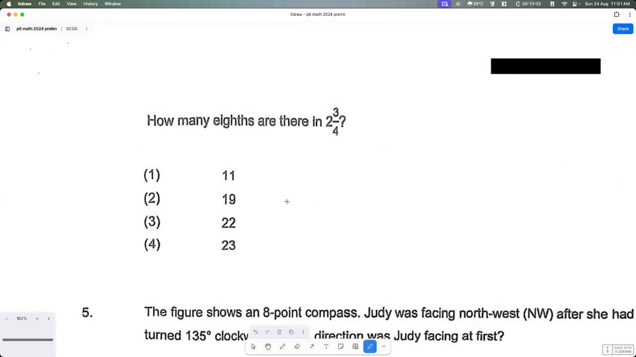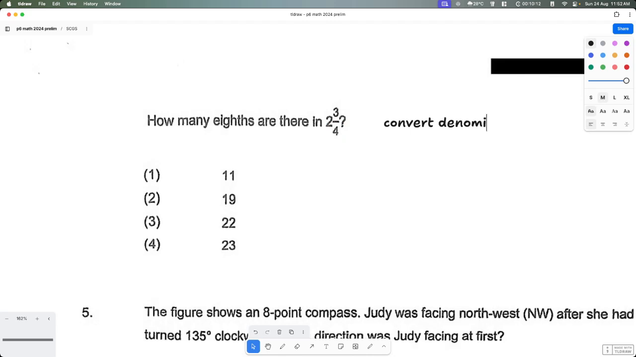Question number 4 says: how many 8s are there in 2 and 3 out of 4? So we need to convert the denominator to 8, because it says 8s. I'll just multiply this by 2, because we need to get the 8s here. Or, we can convert this to a mixed number, so it's easier.